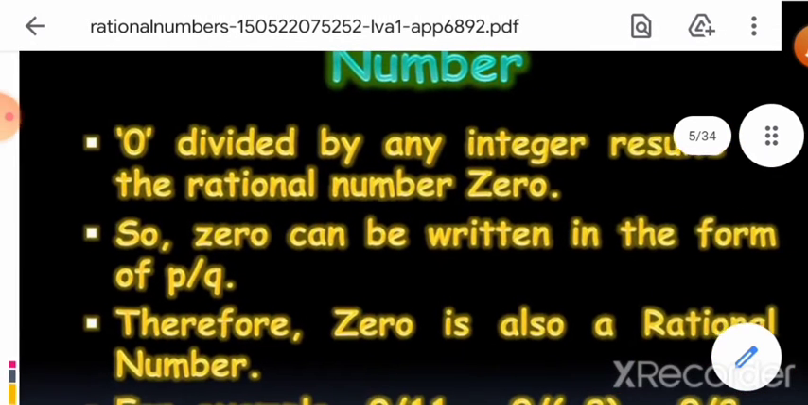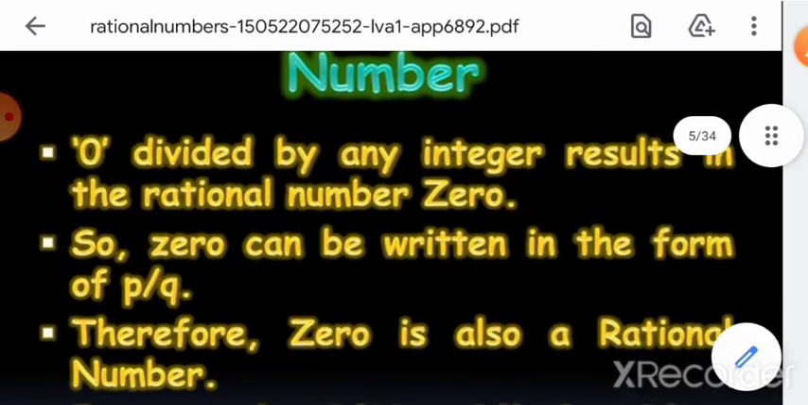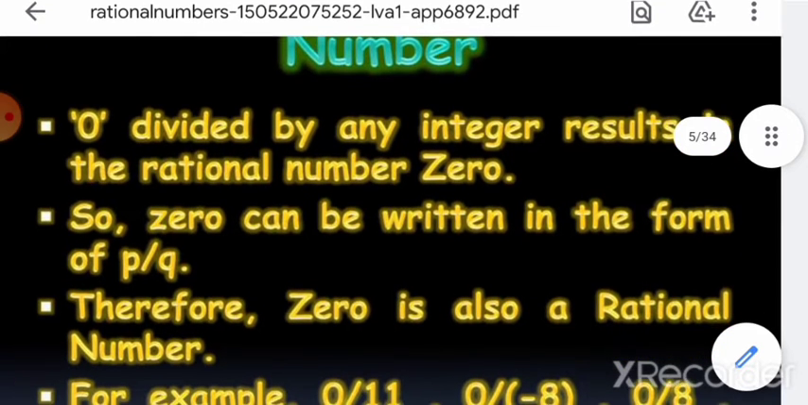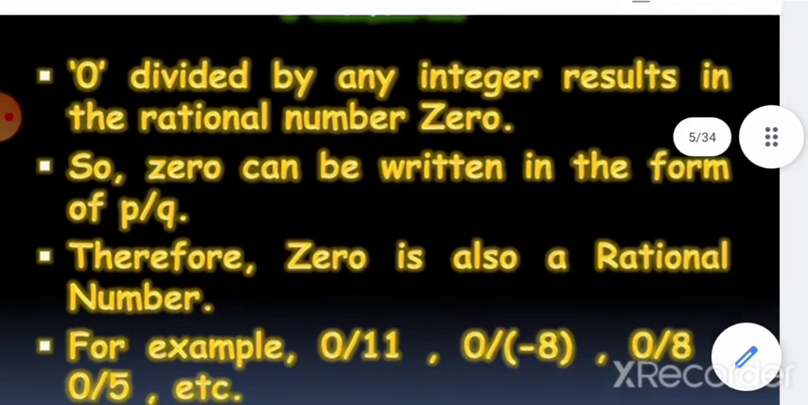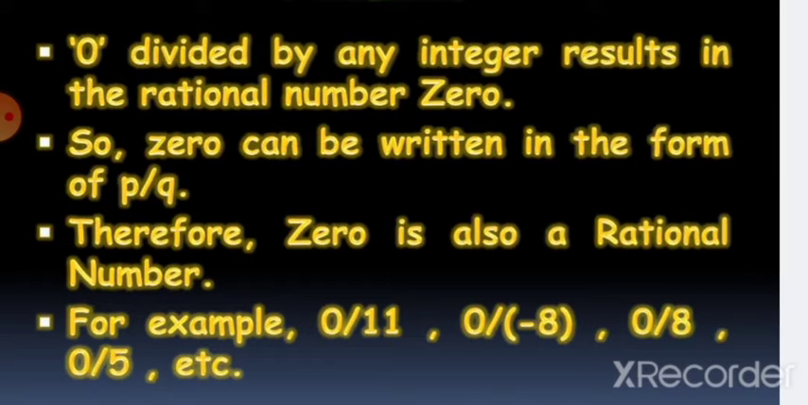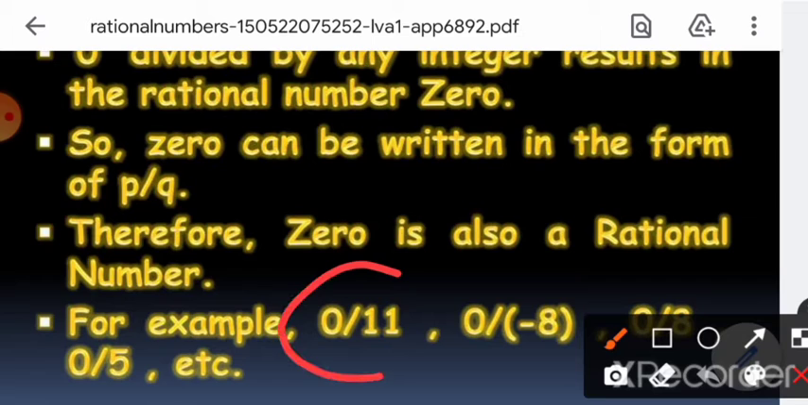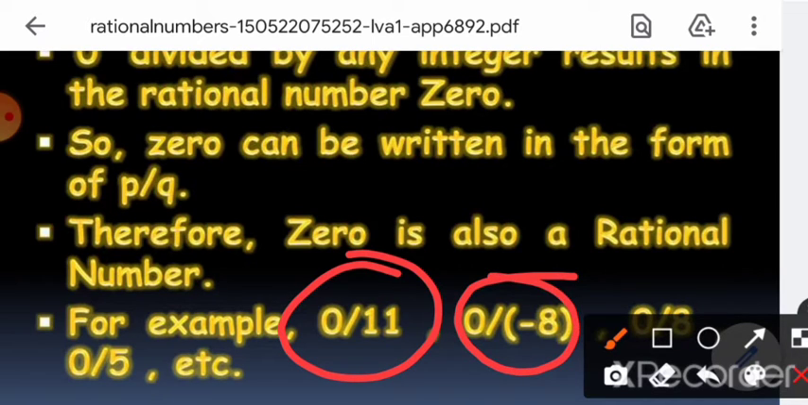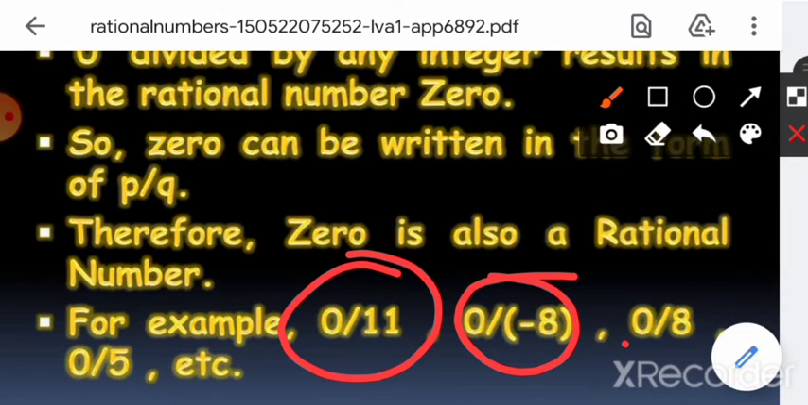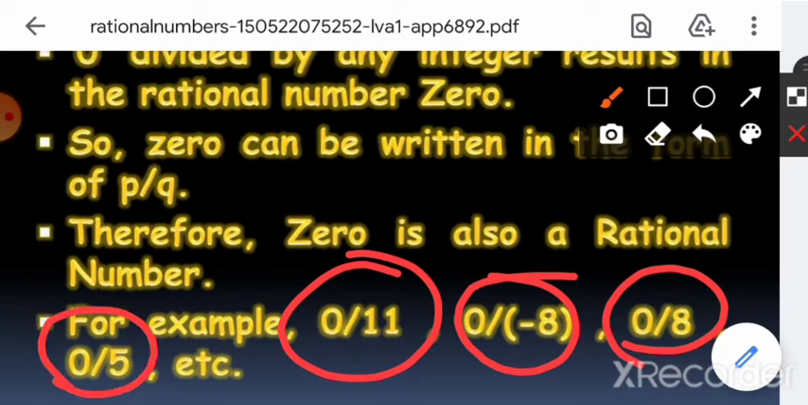0 divided by any integer results in 0, a rational number. So 0 can be written in the form of p by q. Therefore 0 is also a rational number. For example, 0 upon 11 is a rational number. 0 upon minus 8 is also a rational number. 0 upon minus 8 and 0 upon 8 are both rational numbers, and 0 upon 5 is also a rational number.